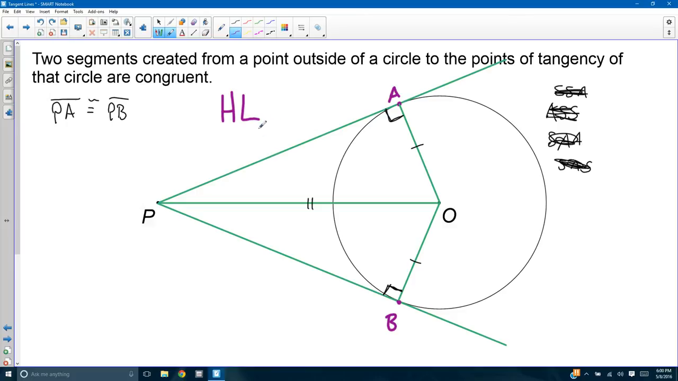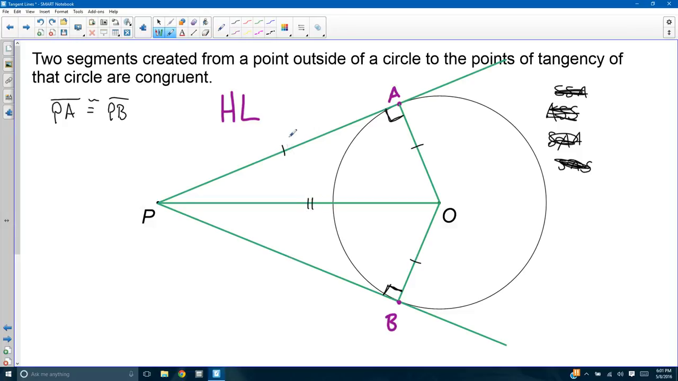HL. Hypotenuse leg. Remember, these are both right triangles, and in a right triangle, as long as the two hypotenuses are congruent, both of these right here, and one set of legs is congruent, here and here, then the whole triangle is congruent. Really, the idea behind it, if you remember, is you could use the Pythagorean theorem to show that these two were congruent to each other, which is where I could actually finish this proof right here.